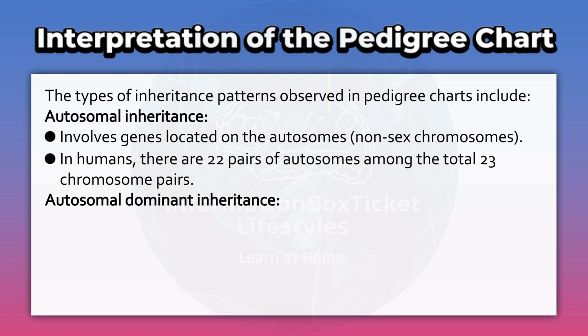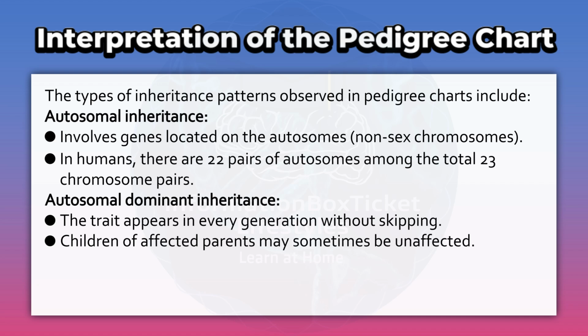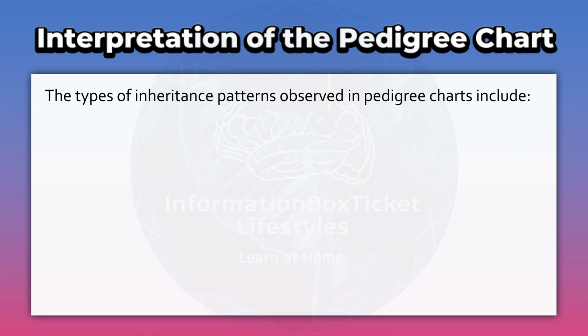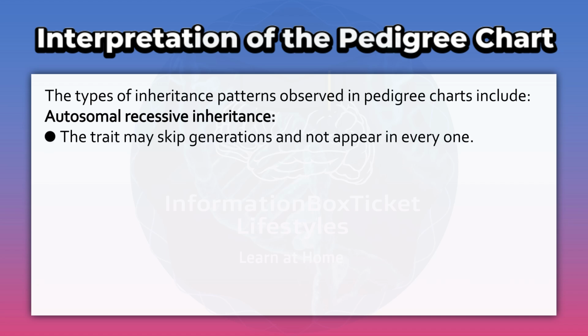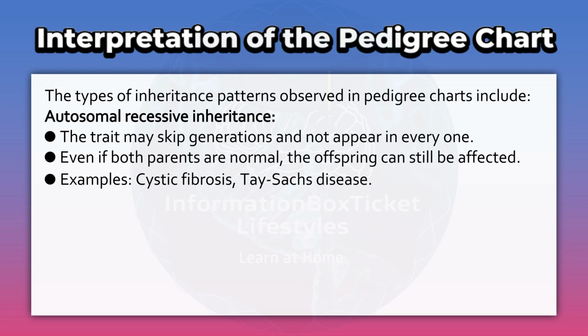Autosomal dominant inheritance. The trait appears in every generation without skipping. Children of affected parents may sometimes be unaffected. Examples: Marfan Syndrome, retinoblastoma, Huntington's disease. Autosomal recessive inheritance. The trait may skip generations and not appear in every one. Even if both parents are normal, the offspring can still be affected. Examples: cystic fibrosis, Tay-Sachs disease.